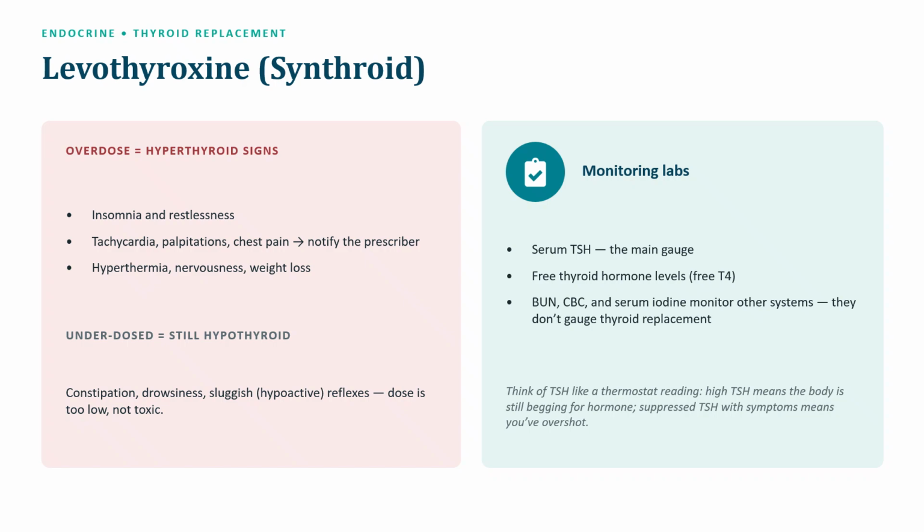So the findings that require notifying the prescriber are the cardiac ones: tachycardia, palpitations, and chest pain. In an older adult with underlying coronary disease, excess thyroid hormone can precipitate angina, which is why therapy is always started at a low dose and then titrated slowly. So we are monitoring by assessing their serum TSH and free T4 levels. BUN, complete blood count, and serum iodine are not used to monitor thyroid replacement.